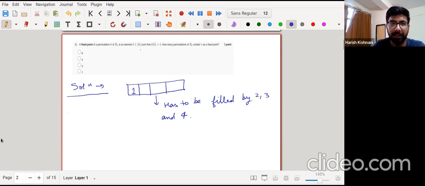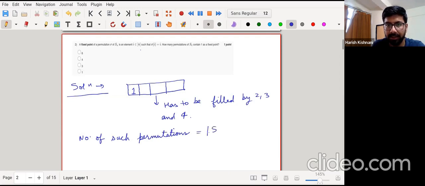So the number of such permutations is just the cardinality of S3. And you all know the cardinality of Sn is n factorial. So 3 factorial, it is 6. Okay. I hope it's clear to everyone.